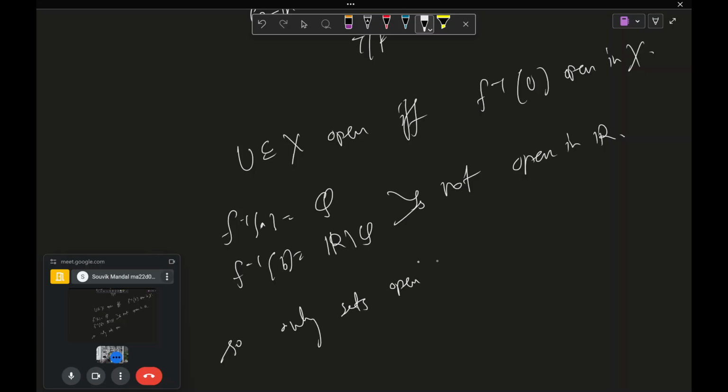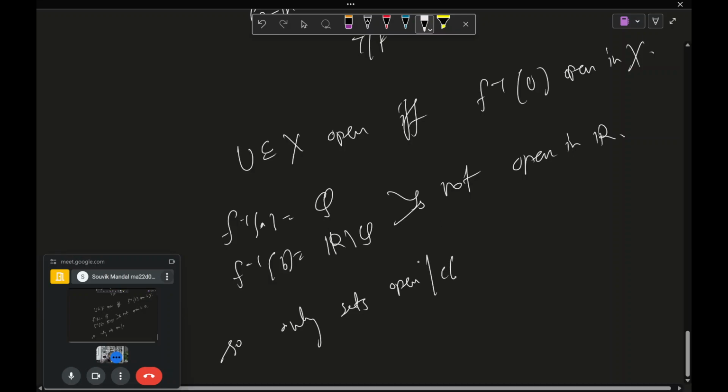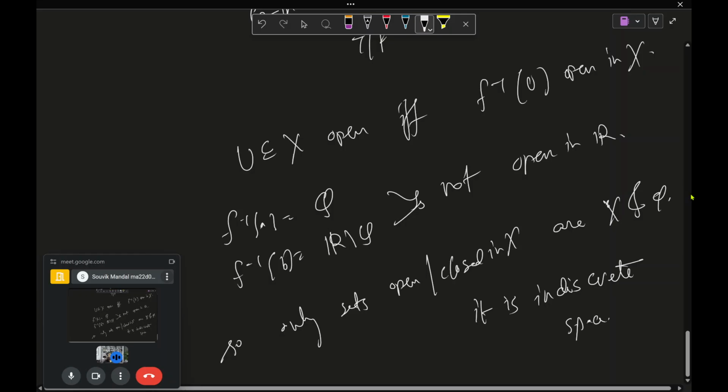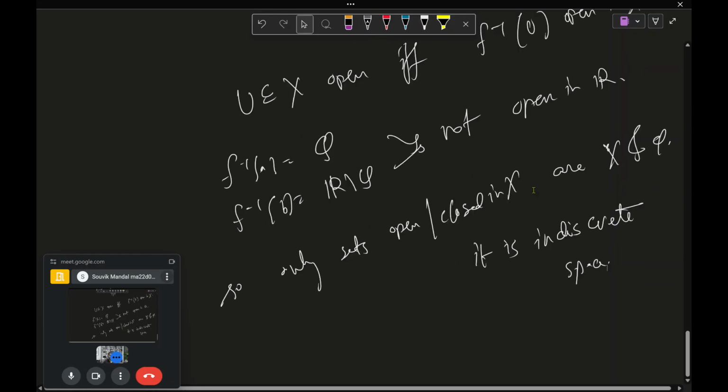So the only sets open or closed in X are X and phi. So it is indiscrete. That's okay. So this is one possibility. Yeah, one good argument, I guess.